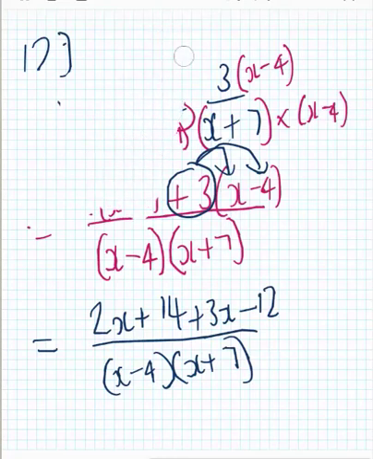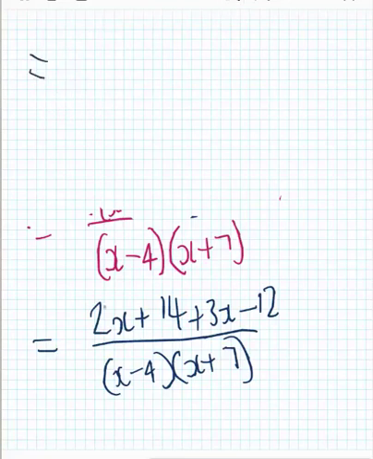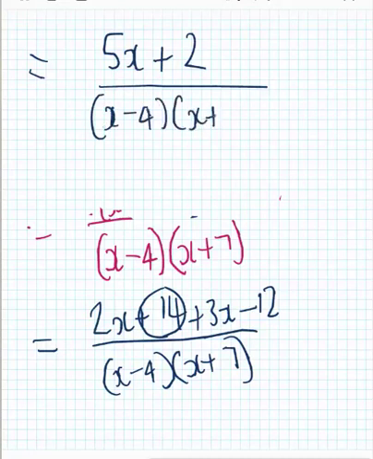So I'll just make more room up here. It's not so squishy on the bottom. So I've got 2x plus 3x, which gives me 5x, and a positive 14 minus 12. So that will leave me with positive 2. And on the bottom, I've got x minus 4 and x plus 7. And that's it. There's nothing else we can simplify. We don't expand the bottom, and we're done.